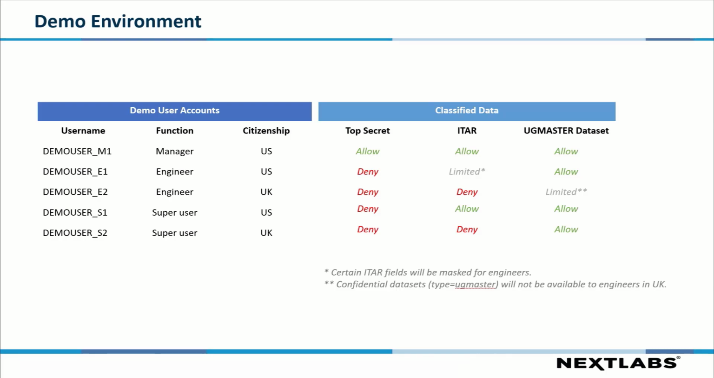On the right side, you will see the different classifications we have applied to our test data. First, we have the top secret classification. We would like to make sure that only managers will have access to this data.